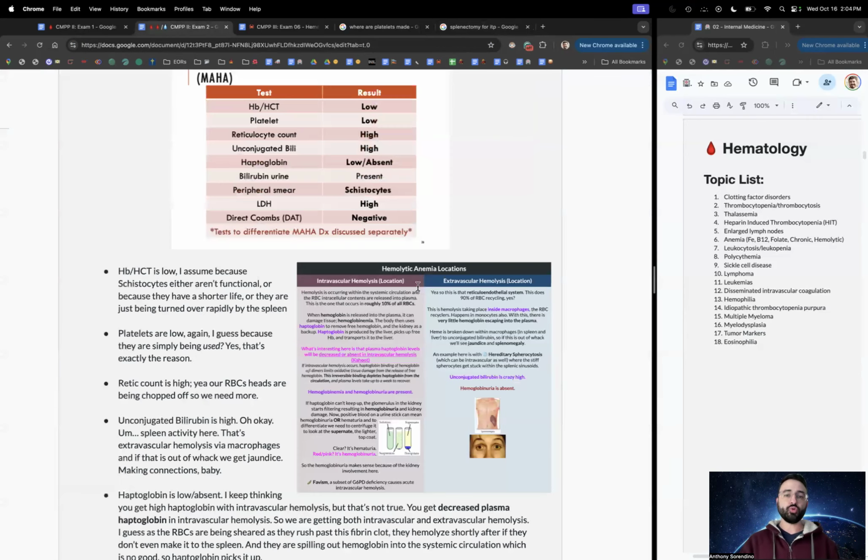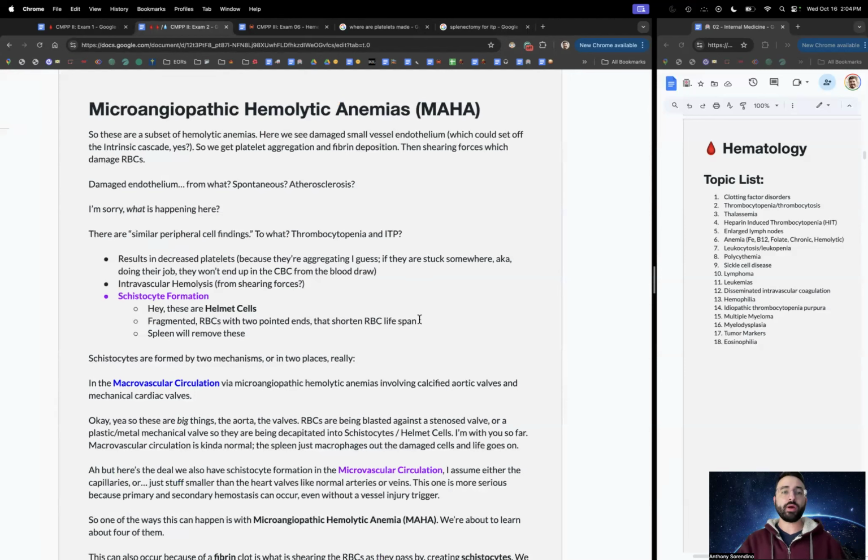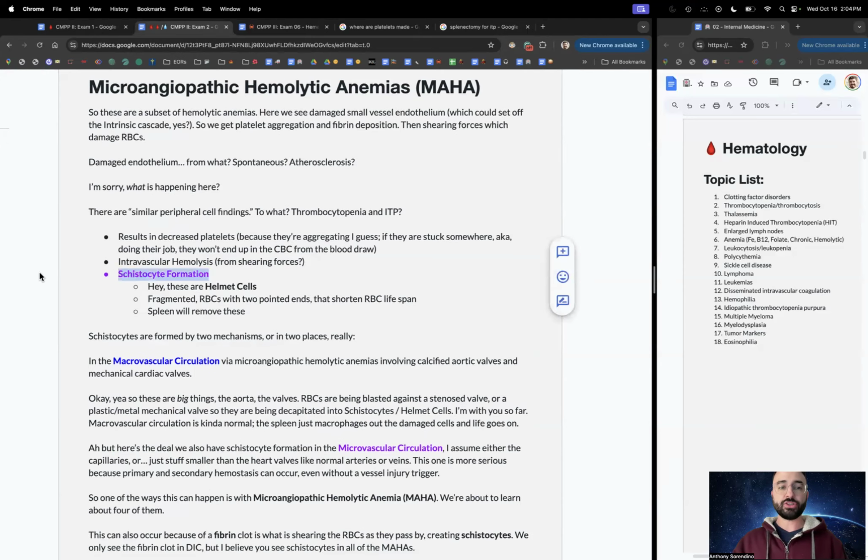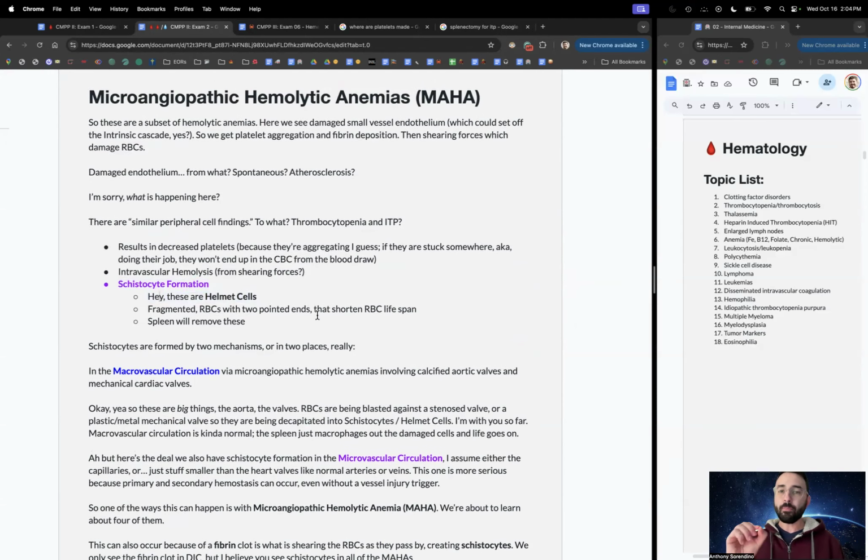Now we get into this class of things called microangiopathic hemolytic anemias. These are a subset of hemolytic anemia. Here we see damaged small vessel endothelium. So we get platelet aggregation, fibrin deposition, and then shearing forces, which damage red blood cells, which is why you see these schistocytes or helmet cells. They're not bite cells, they're sheared cells, like red blood cells that have been cut, I think.